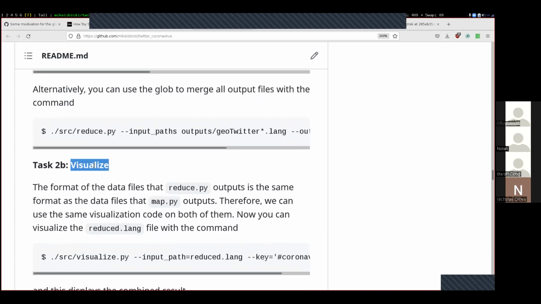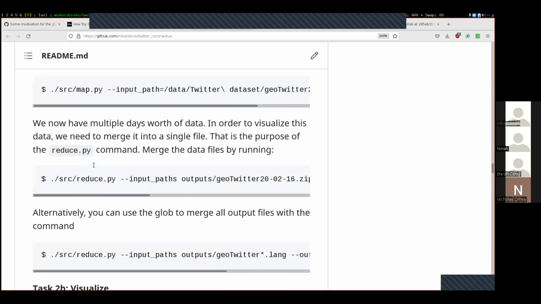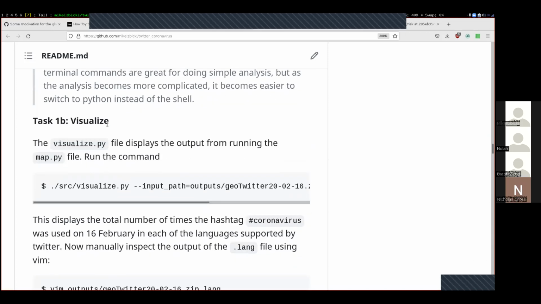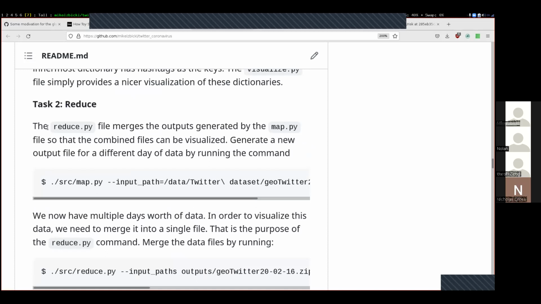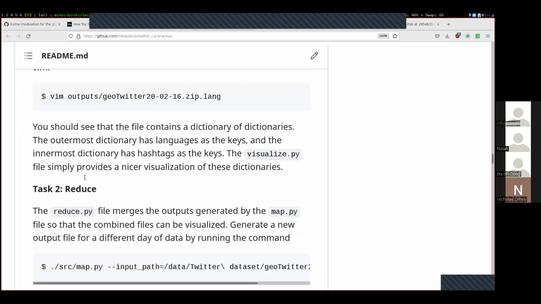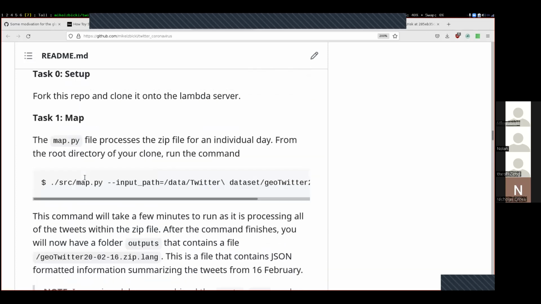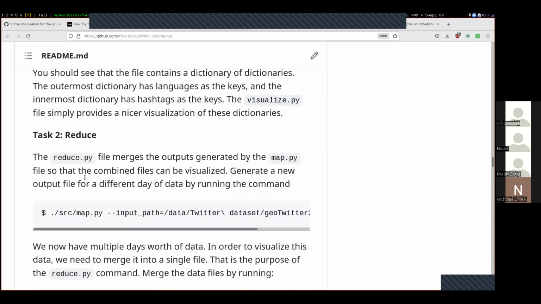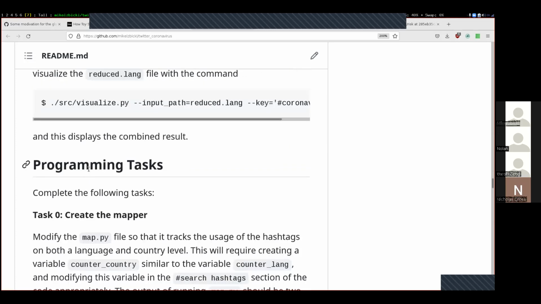The important thing here is that you'll be able to visualize both the output of the map.py, so visualizing the output of a single day, and the output of reduce.py, which is the output of all of your days together. You'll be able to run the same visualize code on both of those outputs here. So that's the main point of this background task, just getting you the familiarity with how to run the things in the terminal, so that when you come down here to the actual programming tasks, you're not going to be confused about the terminal. It'll just be do stuff in Python.